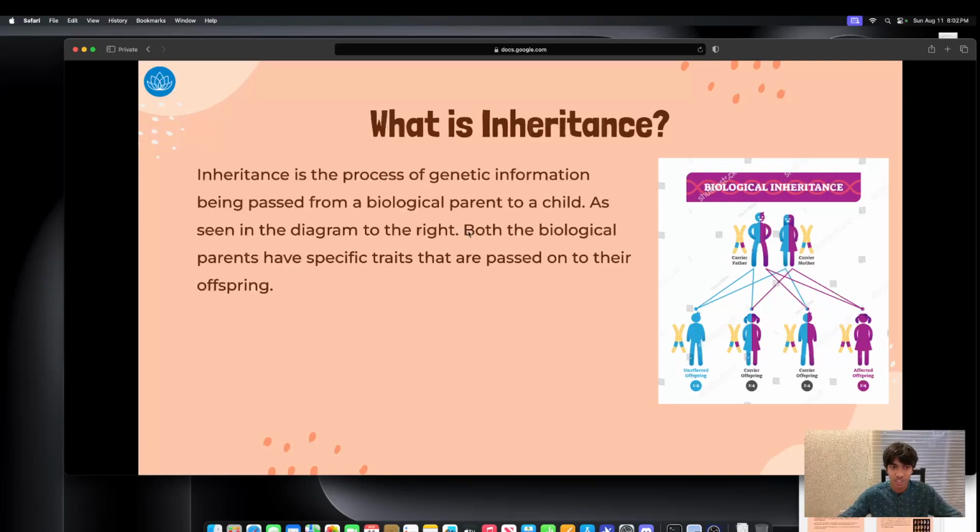So both biological parents have specific traits that are passed on to their offspring. You don't see that one of the offspring has a green allele or something that came from a random mutation from a different part of the entire genetic tree. All of this inheritance is coming from either the father or the mother, right? There's nothing from outside the family that's being transported to these children, and that is basically inheritance.